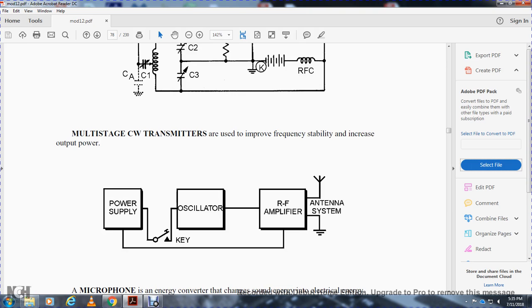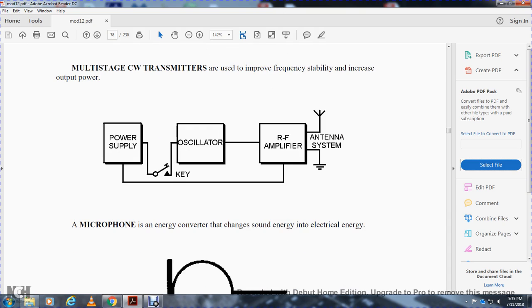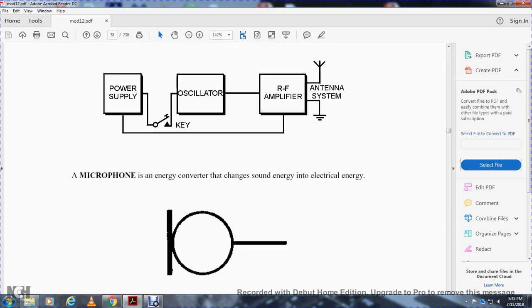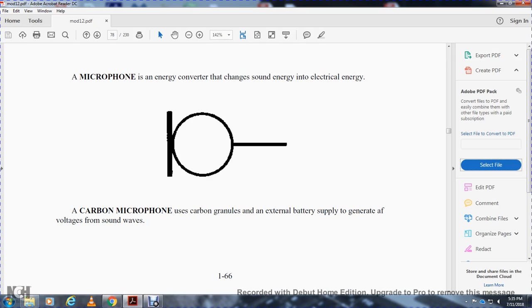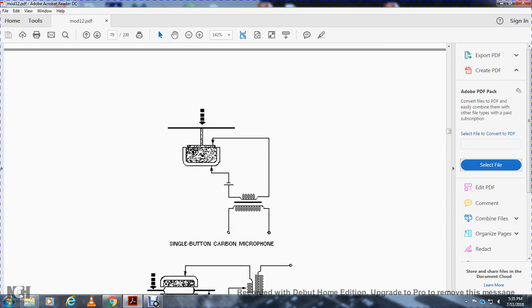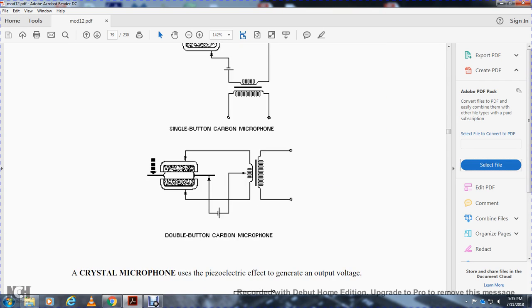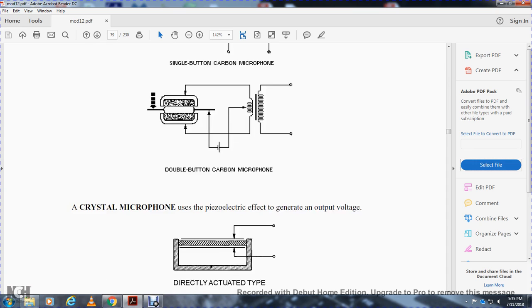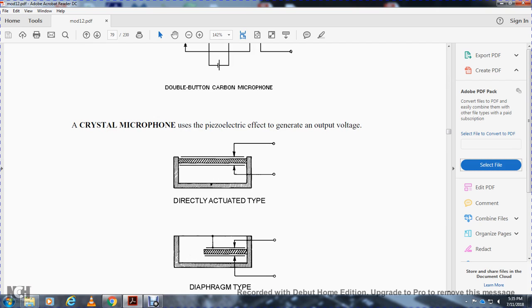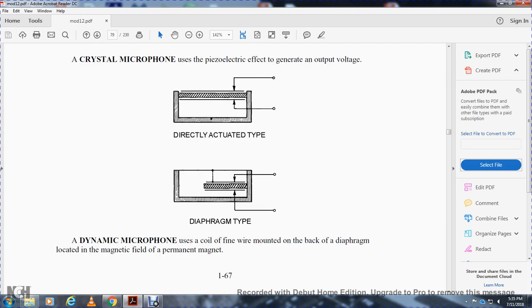Key, oscillator, radio frequency amplifier, antenna assembly. Microphones convert sound energy into electrical energy. The carbon microphone uses carbon granules and an external battery supply to generate audio frequency voltage from sound waves. Types include the single button carbon microphone and the double button carbon microphone. The crystal microphone uses the piezoelectric effect to generate output voltage, and is a directly actuated, diaphragm type. The dynamic microphone uses a coil of fine wire attached to the back of the diaphragm, located in the field of a permanent magnet.